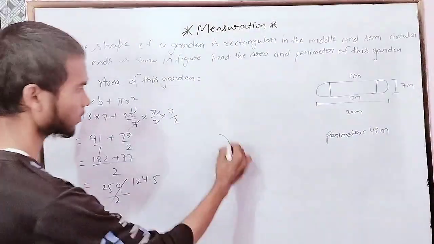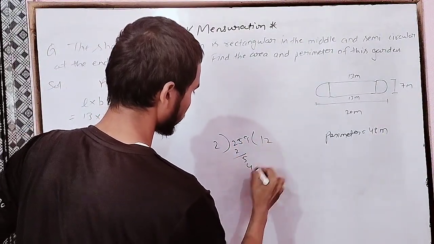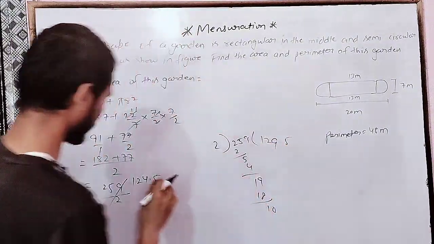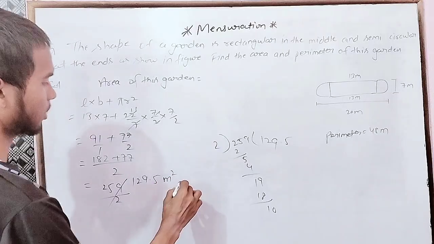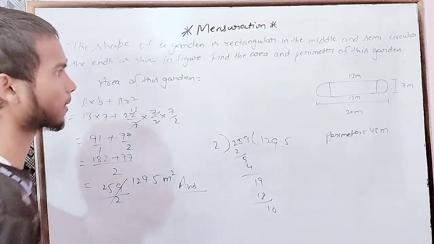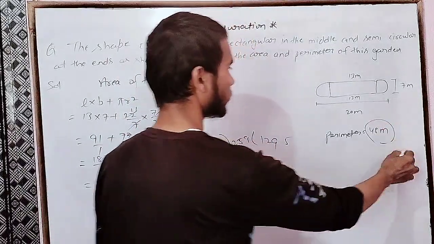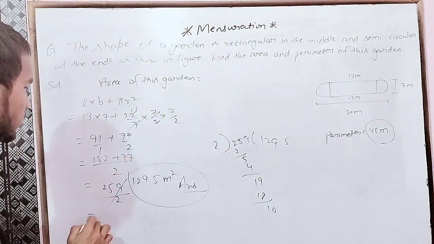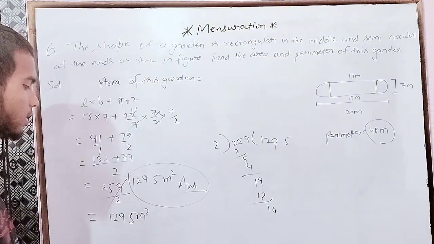How much? 2 nines are 18. Okay, this is in meters. We will apply a square because this is area. For area, we apply a square. The perimeter of this garden is 48 meters and the area of this garden is 129.5 meter square.